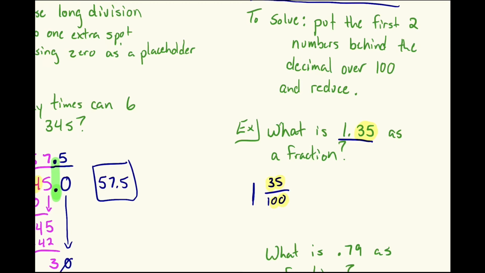I know that 5 can go into both of these. 5 can go into 35 7 times. 5 can go into 100 20 times. So that makes my final answer 1 7/20. So again, we took the two numbers behind the decimal point and wrote that over 100, because 2 zeros, 2 spots in the numerator there. And then I reduced to 1 7/20.